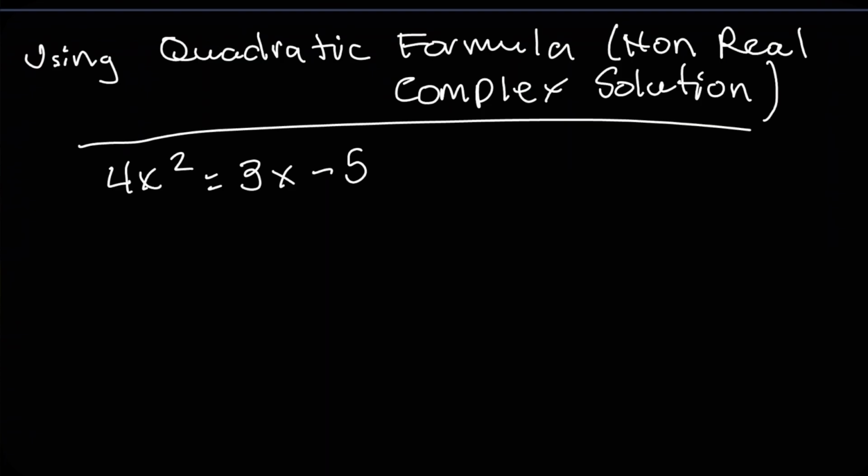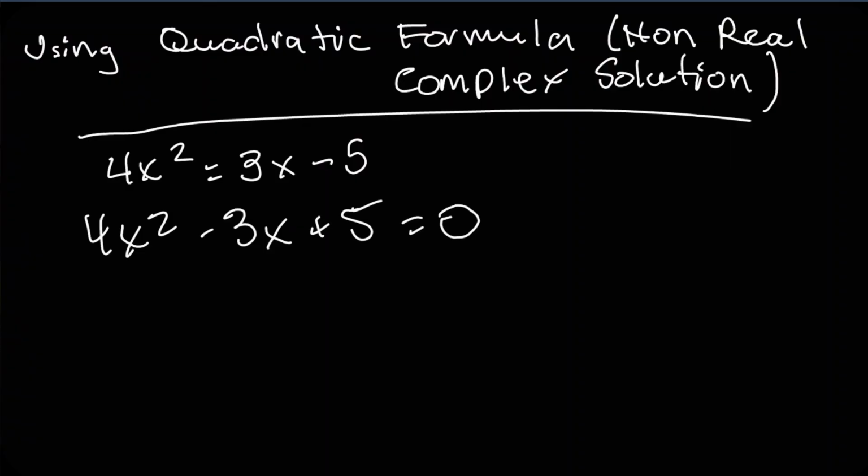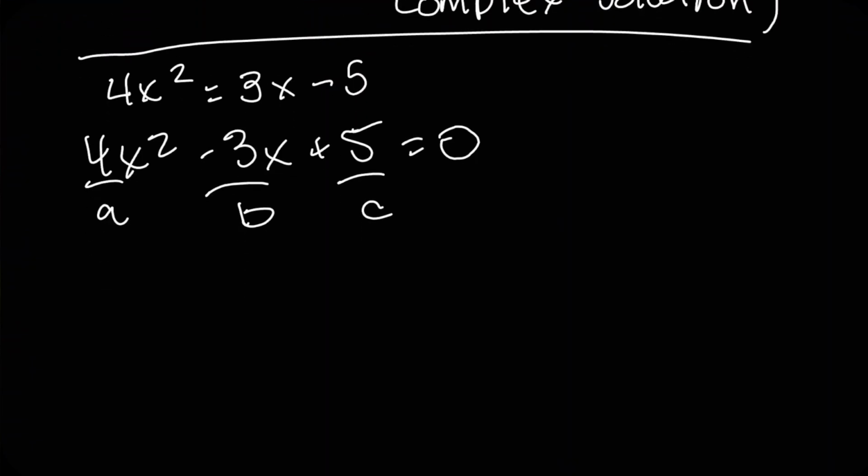All right, now let's use the quadratic formula for a non-real complex solution. So 4x squared is equal to 3x minus 5. Let's go ahead and get everything over to one side so that it's easy to plug into our formula. So 4x squared minus 3x plus 5 is equal to 0. And now we have our a, our b, and our c that we can plug into our quadratic formula.